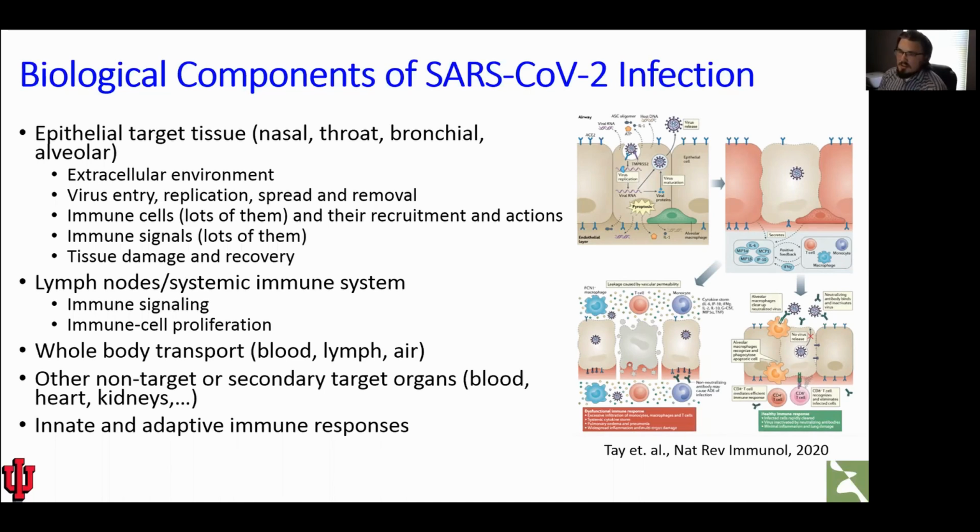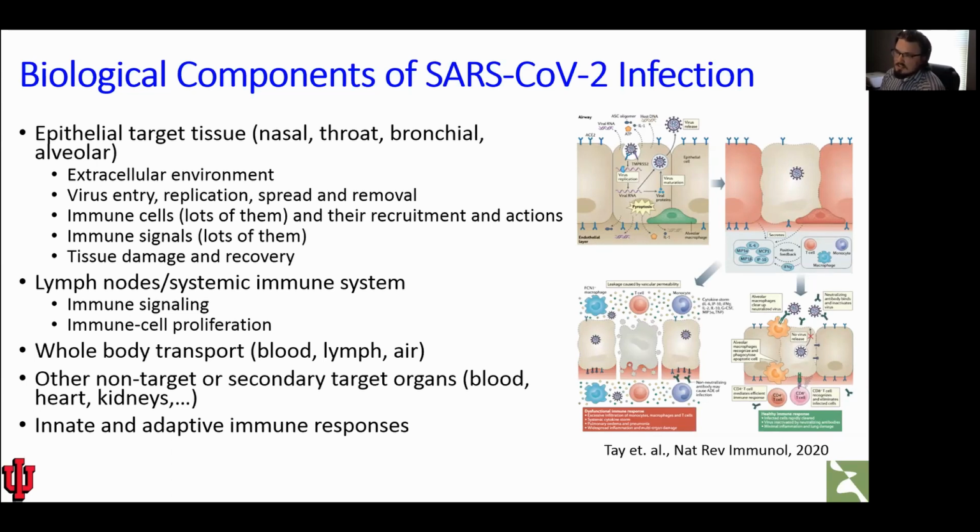So in our case, we certainly know that we're interested in the target epithelial tissue of infection and all of the complexity associated with that, like its extracellular environment, the mechanisms of viral replication, like internalization and viral release. There's a lot of complexity associated with the various types of immune cells that we find in a particular epithelial tissue and how they're recruited to that local tissue, and what all sorts of things those various immune cell types do. There's a lot of complexity concerning the signaling involved with getting them into a local site of infection and how they communicate amongst each other and with infected cells. And then, of course, there's lots of tissue damage that occurs due to infection and immune response, and hopefully, in a positive outcome, tissue recovery.